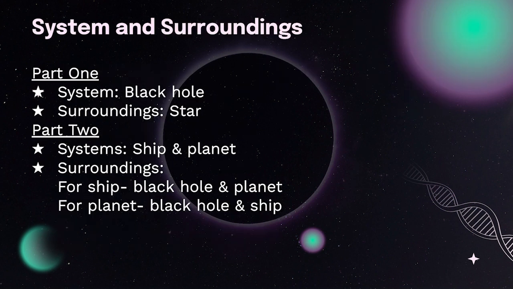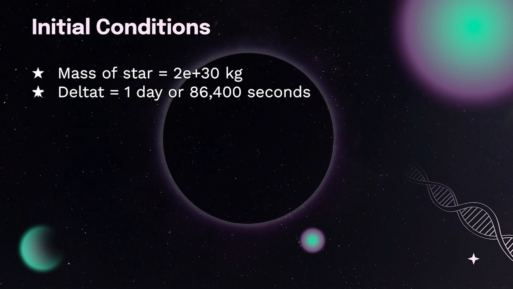space. For the system and surroundings, in part 1, the system is the black hole and the surroundings is the star. For part 2, the systems are the ship and the planet separately, and the surroundings when the system is the ship are the black hole and the planet, and when the system is the planet, the surroundings are the black hole and the ship. For the initial conditions, the mass of the star is 2e30 kilograms, and delta t equals 1 day or 86,400 seconds.